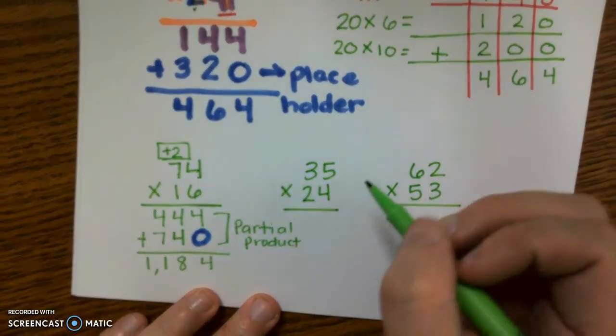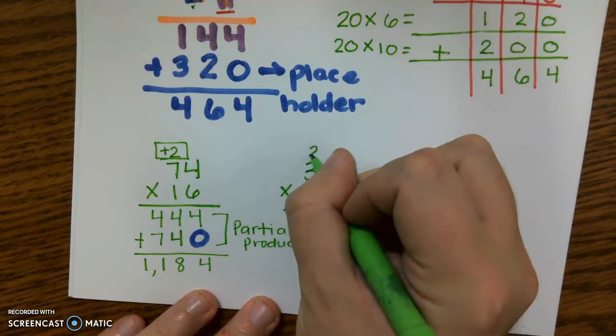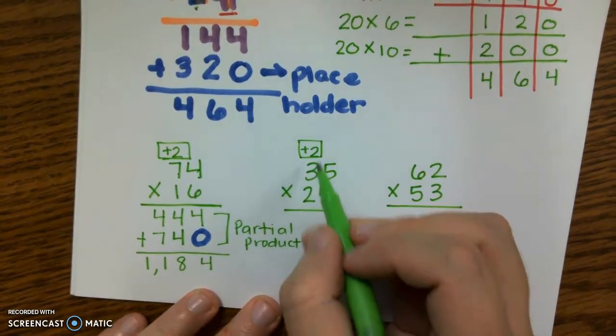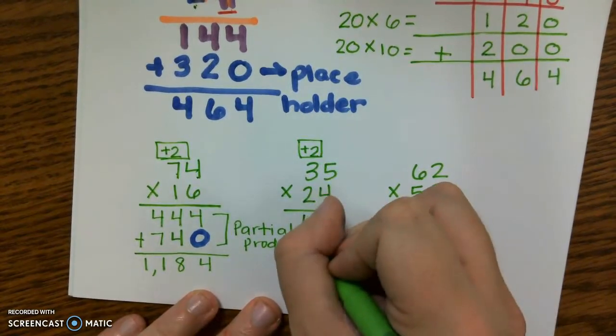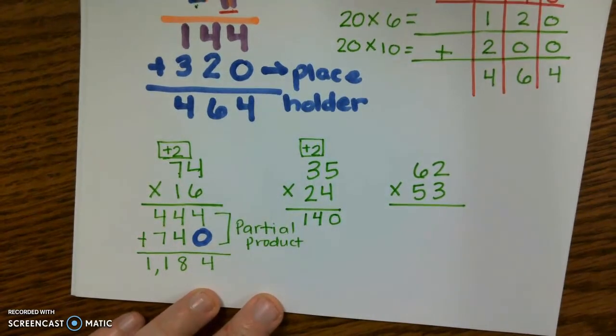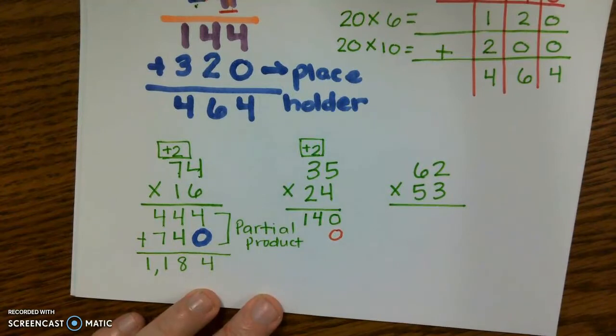Okay, I'm going to go on with the next one. 4 times 5 is 20. So I drop my 0. I regroup my 2 to be added. 4 times 3 is 12. Plus 2 is 14. I'm having to squeeze a little bit. Sorry. But then I've got to add that placeholder. So there it is. So that's where I can multiply by my tens.